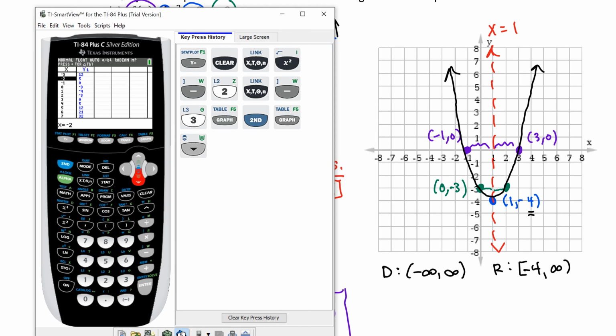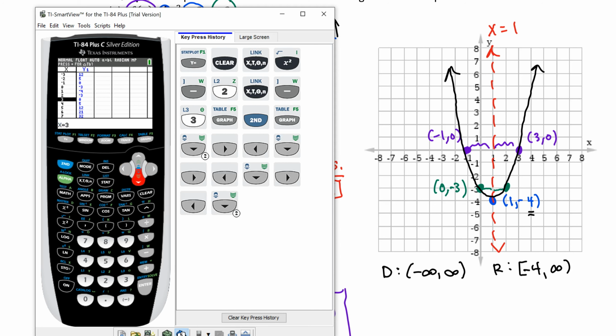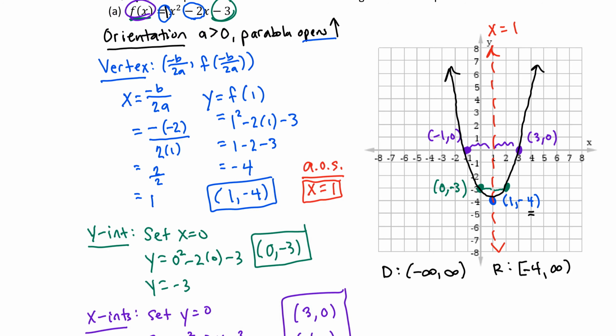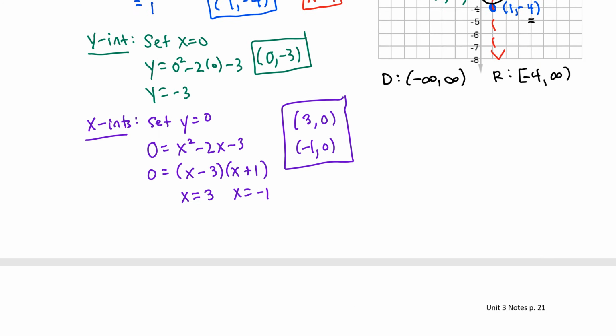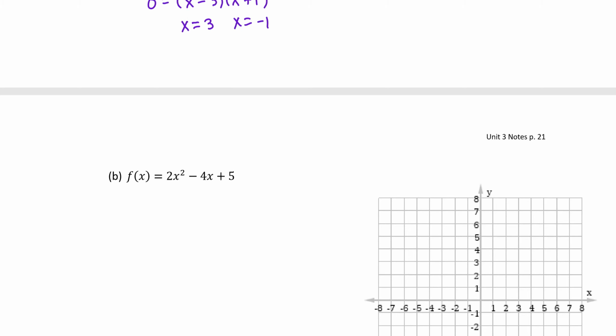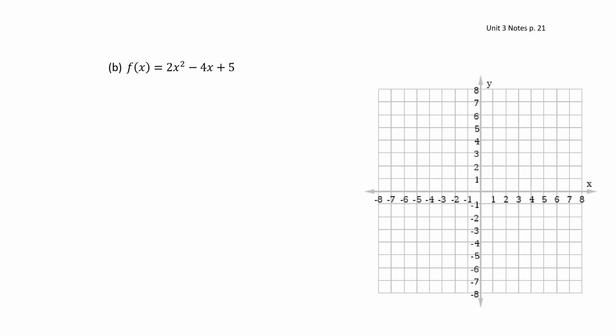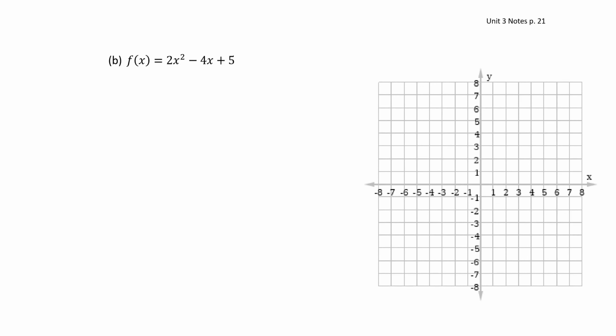So notice there's our x-intercept, (-1, 0). Our y-intercept, (0, -3). Our vertex, (1, -4). And our other x-intercept, (3, 0). So everything is verified, and we can be confident that that's the correct graph. So this process is very different from graphing by transformation, but it is also very direct. You're calculating those points directly.